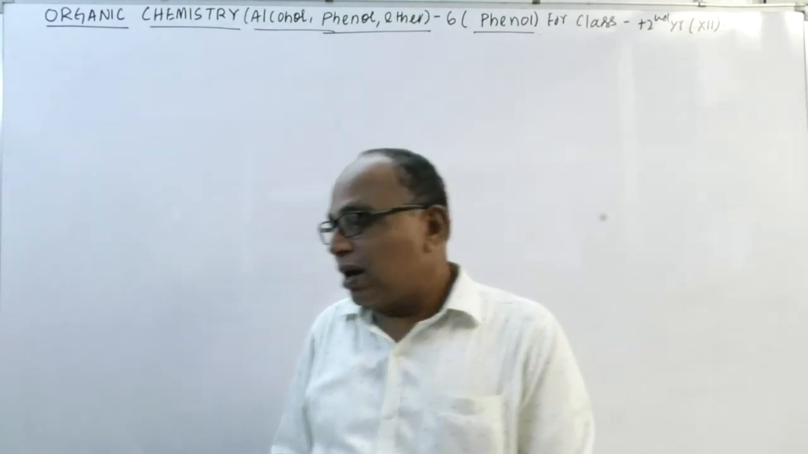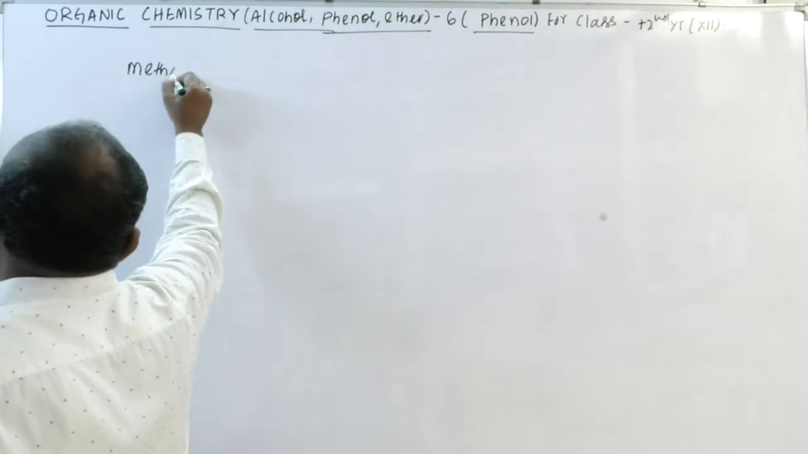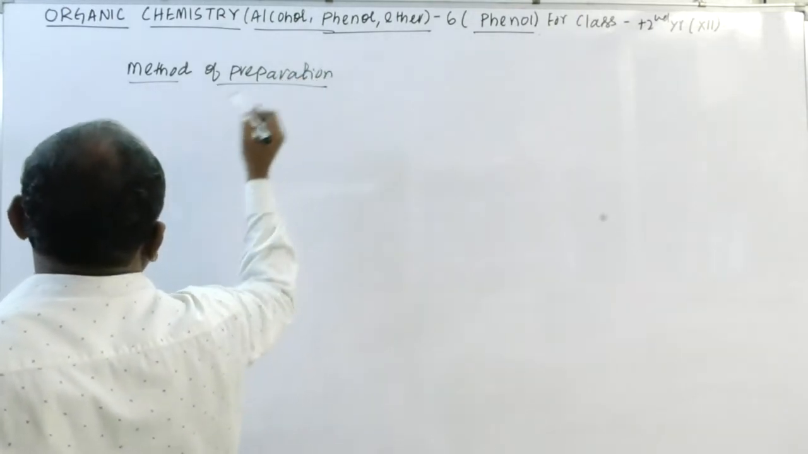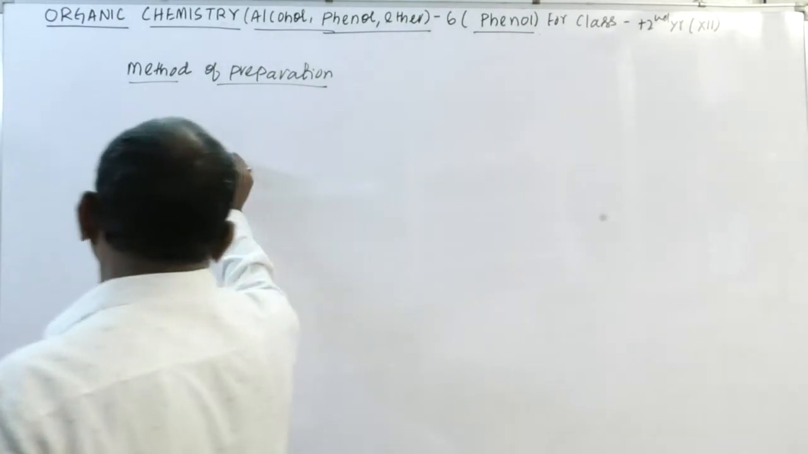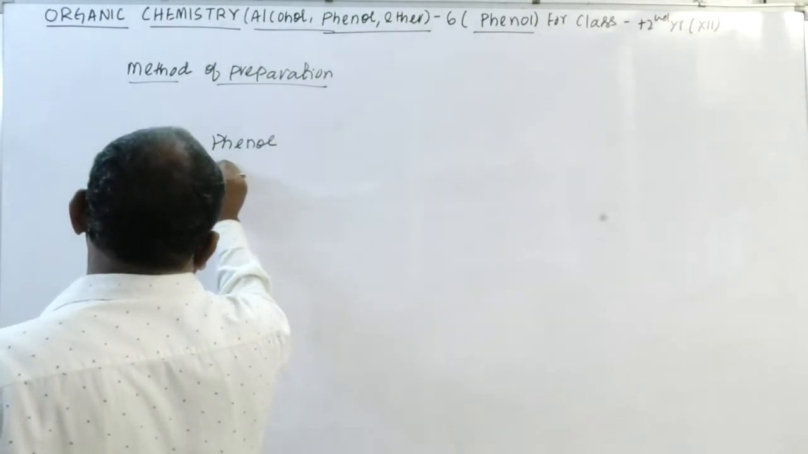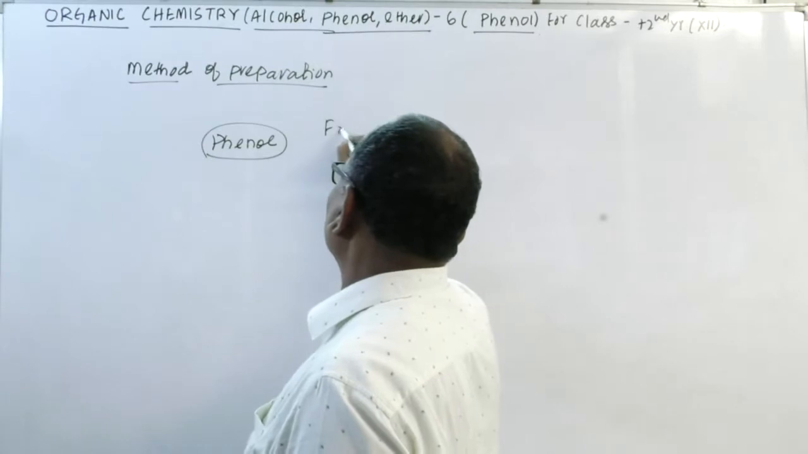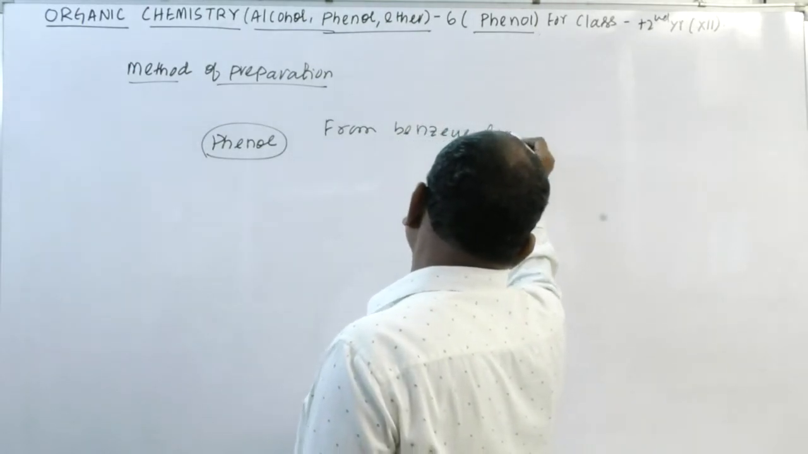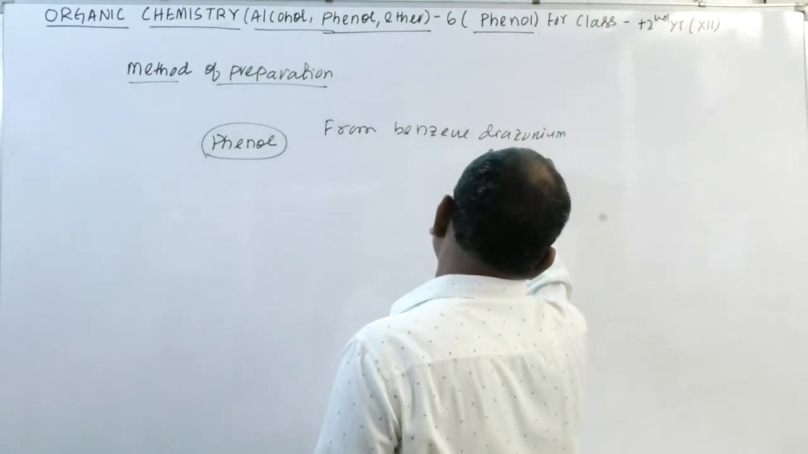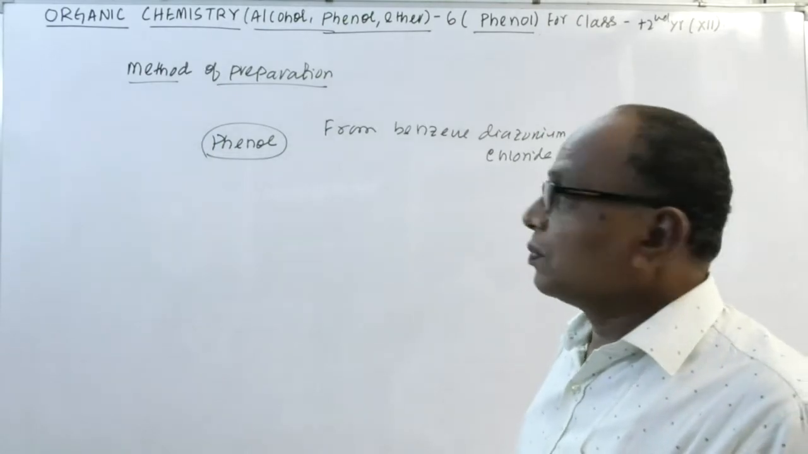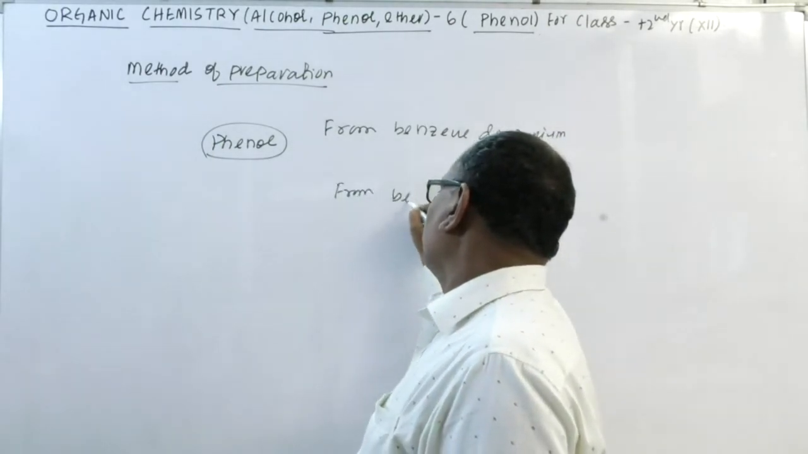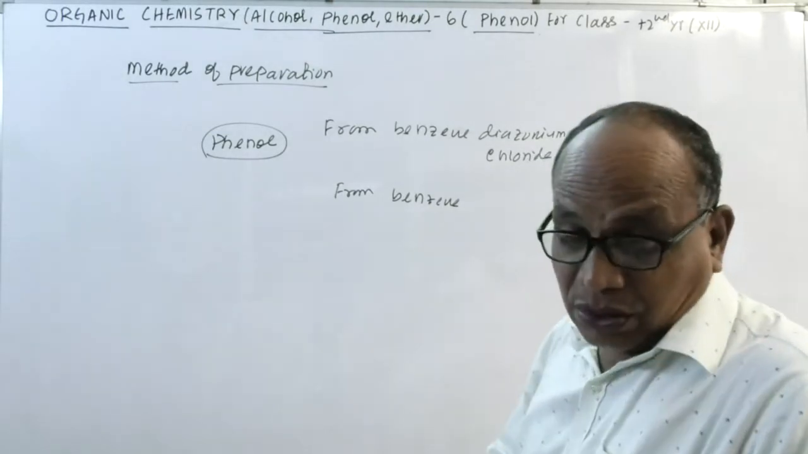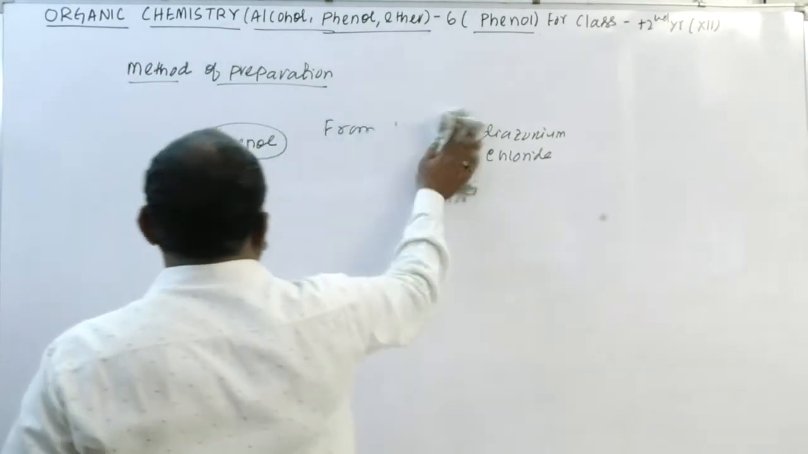Let us come to the method of preparation. Generally, phenol can be prepared from benzene diazonium chloride. The phenol can also be prepared from benzene, that means directly or indirectly. We'll discuss one by one. So the phenol from benzene diazonium chloride.